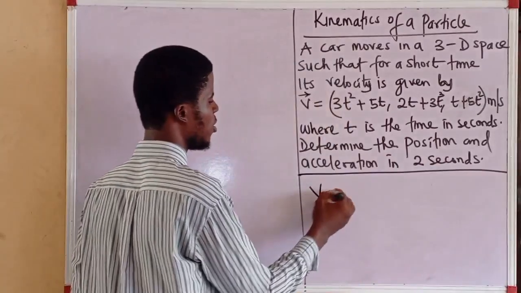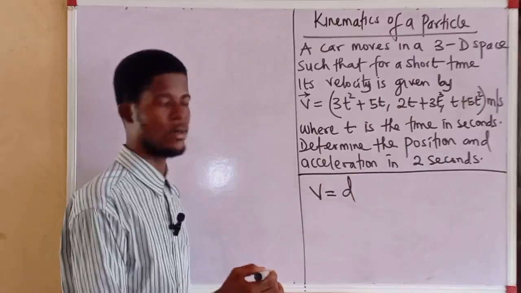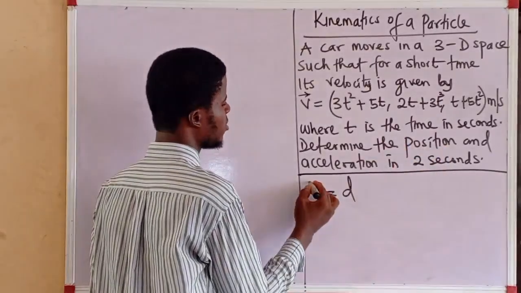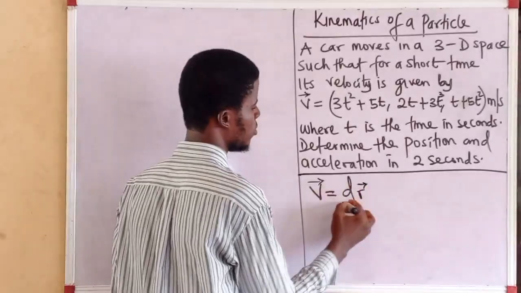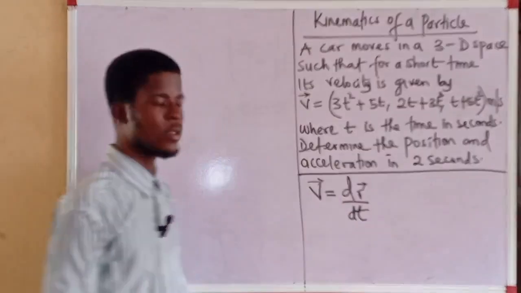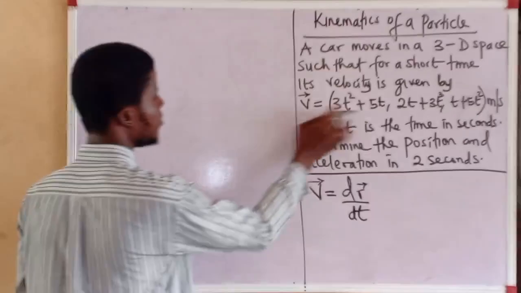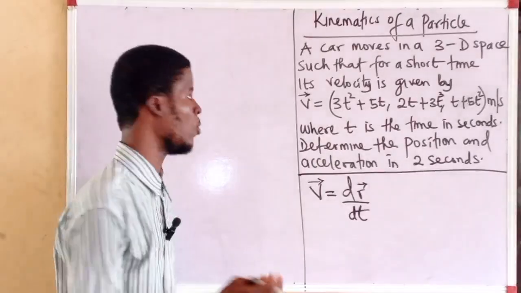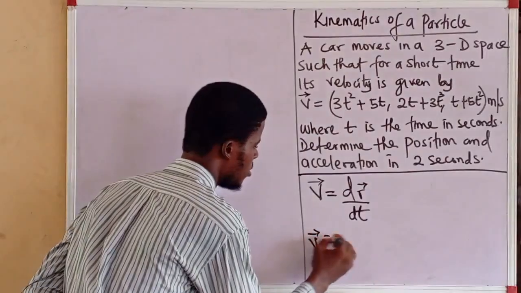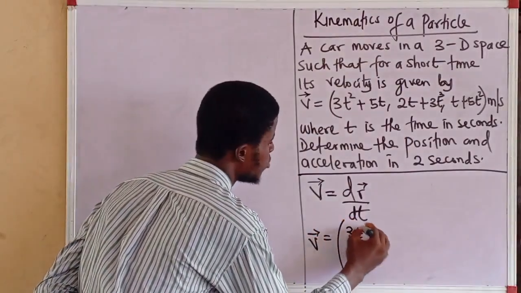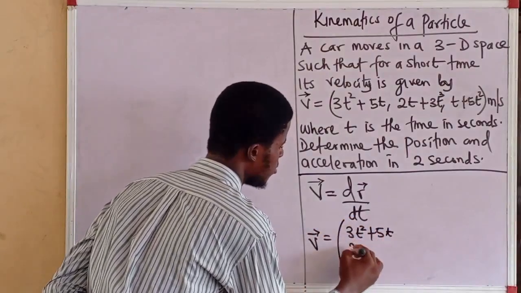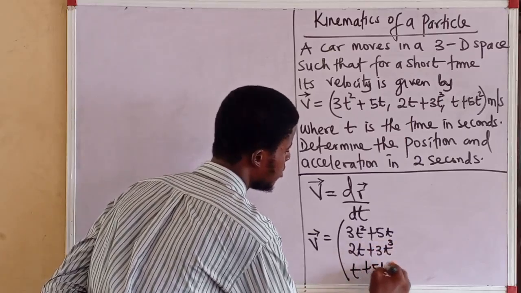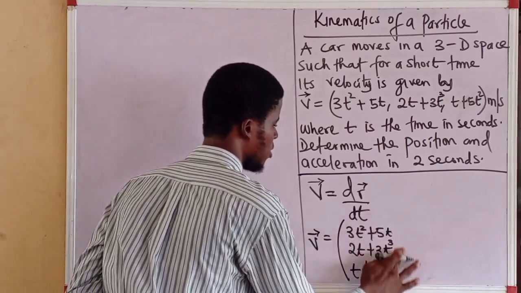Velocity is the rate of change of distance with time, right? Since we are talking about position here, the velocity vector is the rate of change of the displacement vector with respect to time. It's as simple as this. So this is V. I want to write this as a column vector, that is a vector that has 1 column. V is 3t squared plus 5t, 2t plus 3t cubed, t plus 5t squared, in meters per second. Let's leave the unit first.